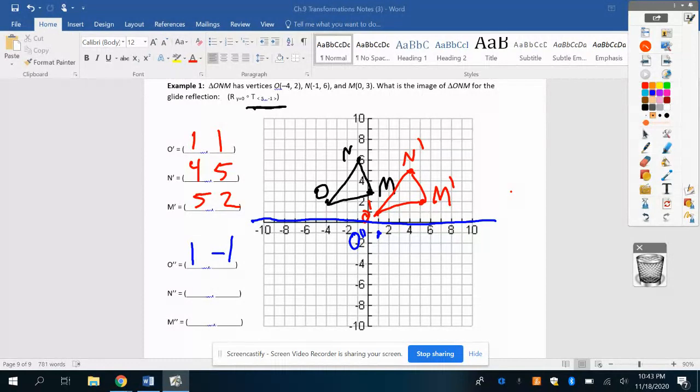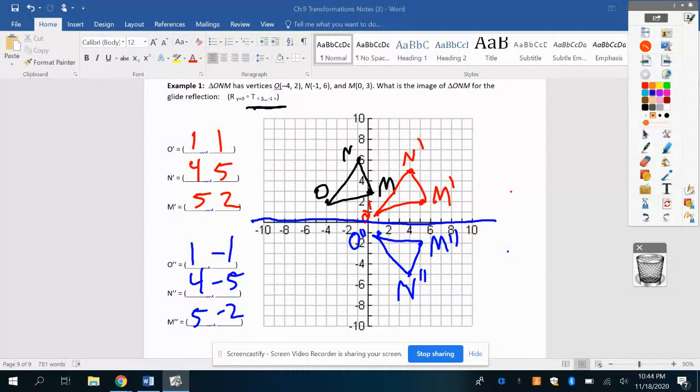N is 5 above, so you're going to go 5 below, and you're going to end up at (4, -5). So right here. And then M prime is 2 above, so you're going to go 2 below here, and you're going to end up at (5, -2). And you connect the dots. I forgot to put the N double prime, M double prime. And this right here is your final answer.